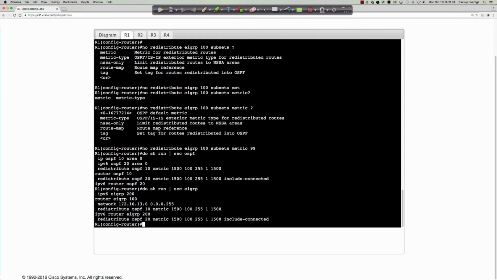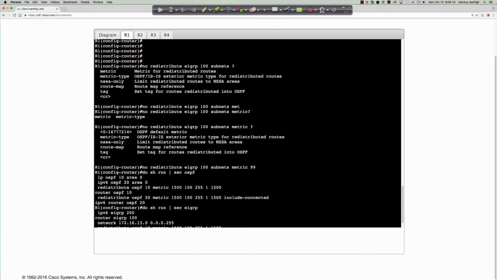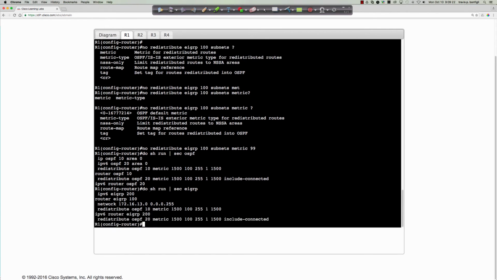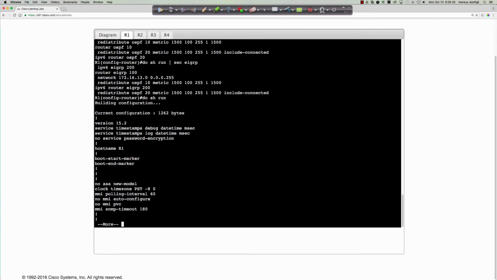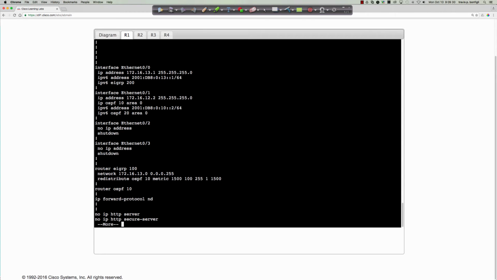All right, so we've got the redistribute OSPF metric 10. So we are good there. Or no, we are not good there. Redistribute EIGRP. Did I actually type the wrong command? Redistribute EIGRP 100 subnets. And it looks like the command didn't even show up there. Let's take a look here at our OSPF configuration section.